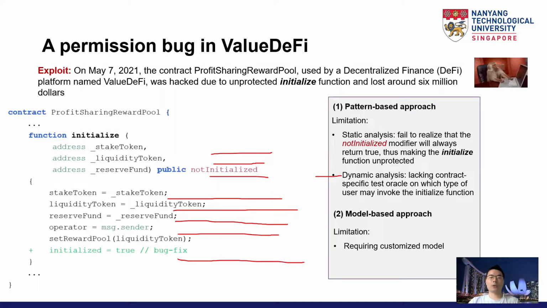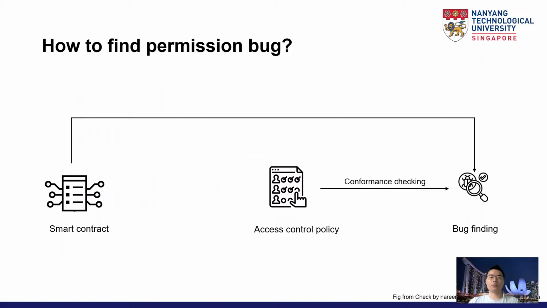Although the model-based approach can be complex and sound, this approach requires the user to provide a specification model. On the other hand, to find permission bugs, we need to know the access control policy of the smart contract and then perform conformance checking between the smart contract implementation and the access control policy. However, the main challenge confronted by us is how to get the access control policy of the smart contract. Most smart contracts lack the specification to describe their access control policy. So we propose to learn the access control policy from smart contract transaction history.